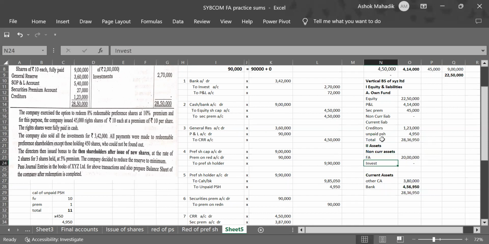I hope you have understood this sum. This is a very important sum. You solve it twice, you will understand it very well. Okay.